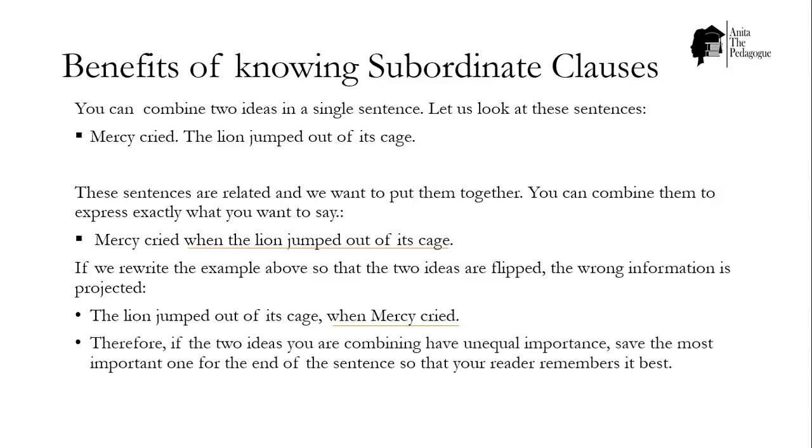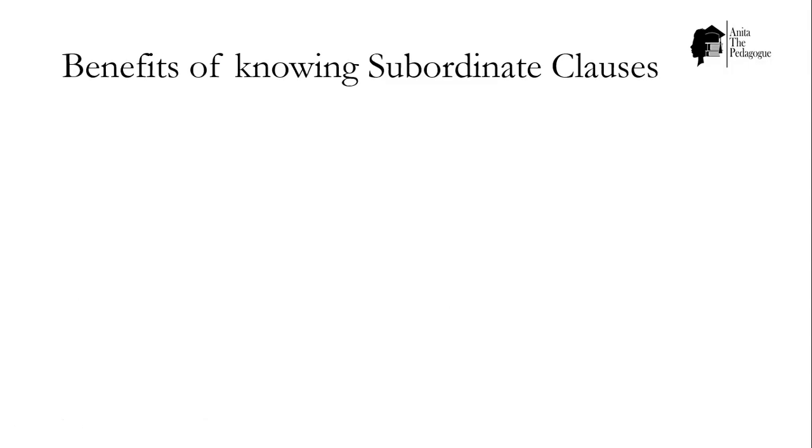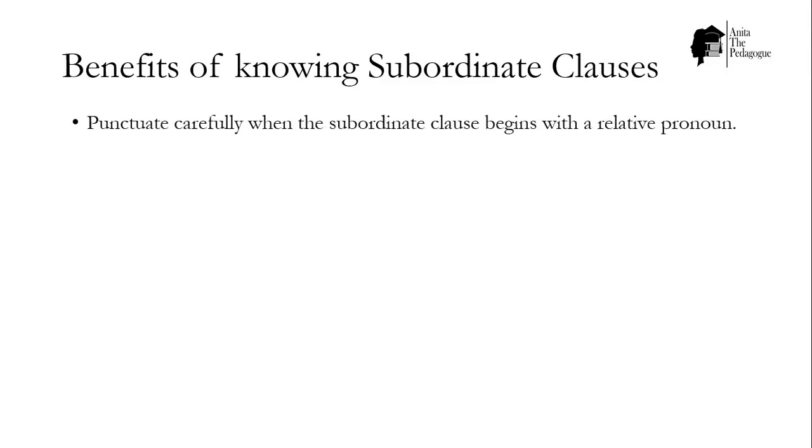So take notes that if the two ideas you are combining have unequal importance, save the most important one for the end of the sentence so that your reader remembers it best. Just like what we see here. When the lion jumped out of his cage. Okay, let's move on and look at some other benefits of knowing the subordinate clause.